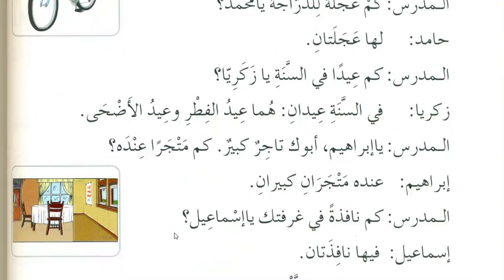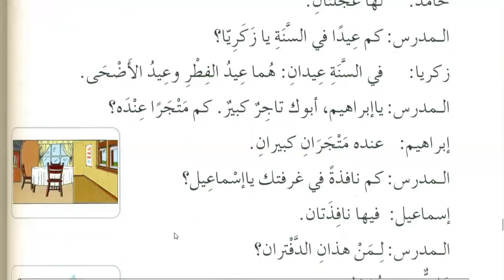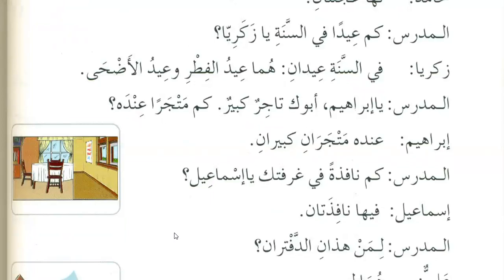Kam eidan fis sanati ya Zakaria? How many Eids are in the year, O Zakaria? Fis sanati eidani. In a year there are two Eids. Huma Eid al-Fitr wa Eid al-Adha. They are Eid al-Fitr and Eid al-Adha. Ya Ibrahim, abuka tajirun kabirun. Your father is a big trader. Kam matjaran indahu? How many stores does he have? Indahu matjarani kabirani. He has two big stores.